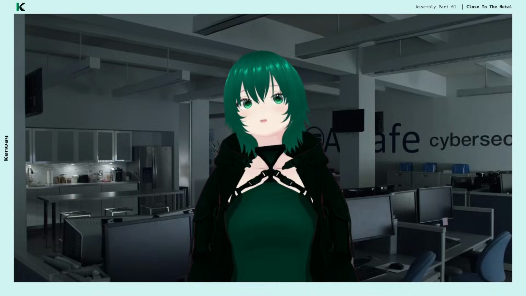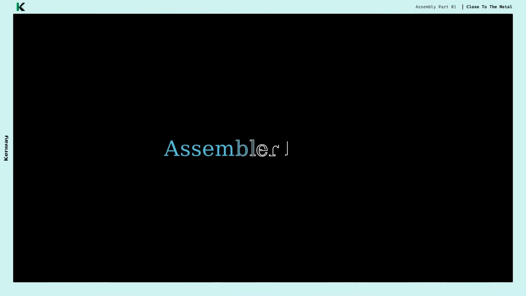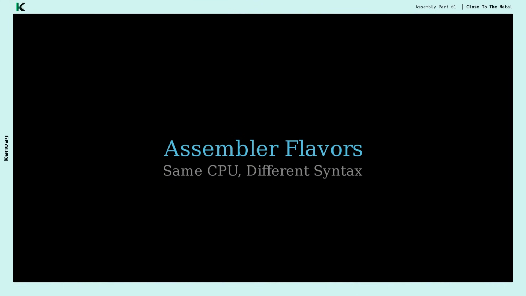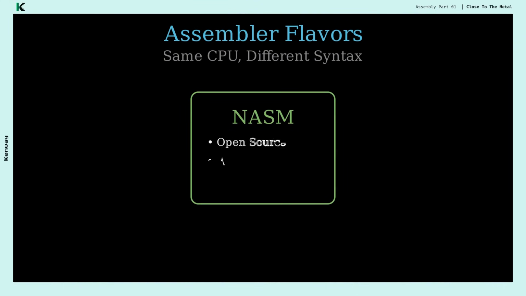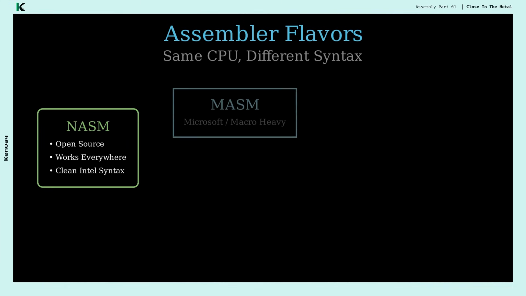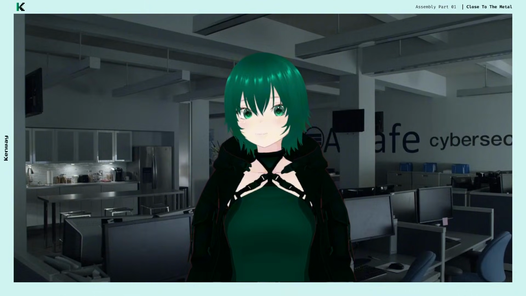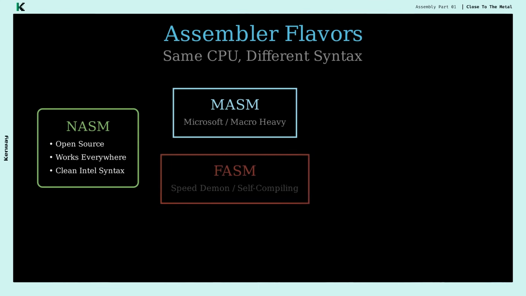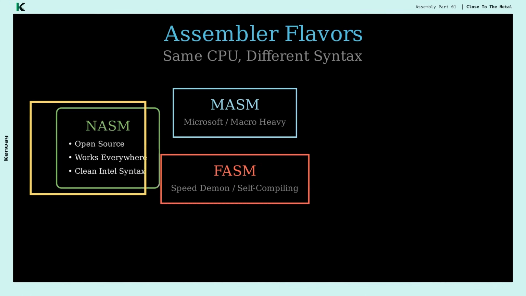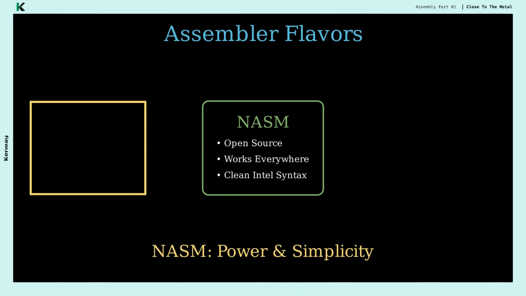Even on the same CPU, the flavor of your code depends on your assembler. As we discussed, we'll be using NASM, which is our choice for the series. It's open source, it works everywhere, and it uses clean Intel syntax. We also have MASM, which is Microsoft's assembler. It's great for Windows, but it's very macro heavy, and it has labels and commands that you have to memorize, which is a good thing, but we won't be using it for the sake of this video. FASM is another assembler, which is basically the speed demon. It's so efficient that it can compile itself. For this series, we're sticking with NASM, the perfect balance of power and simplicity.